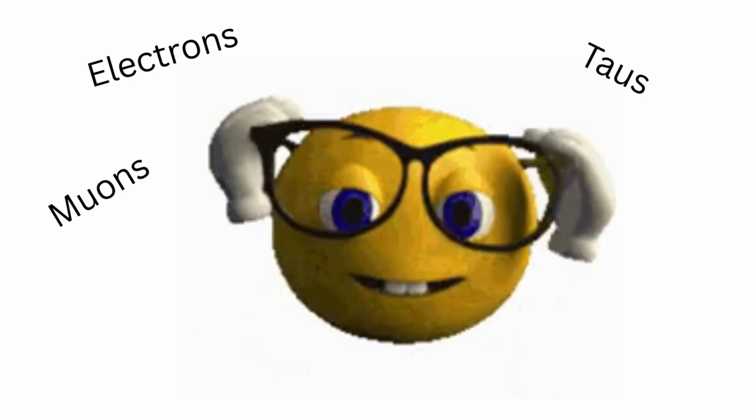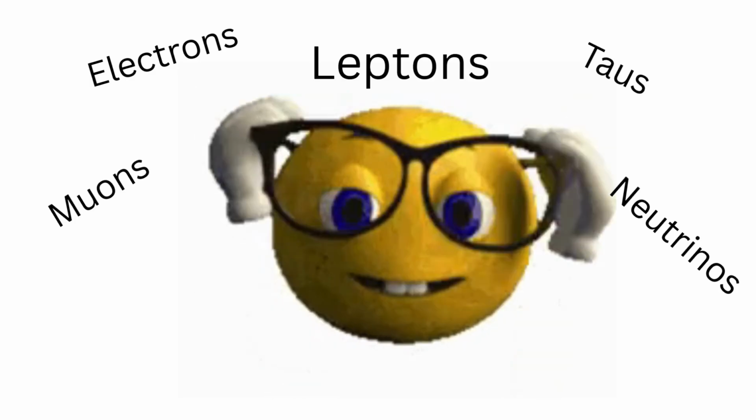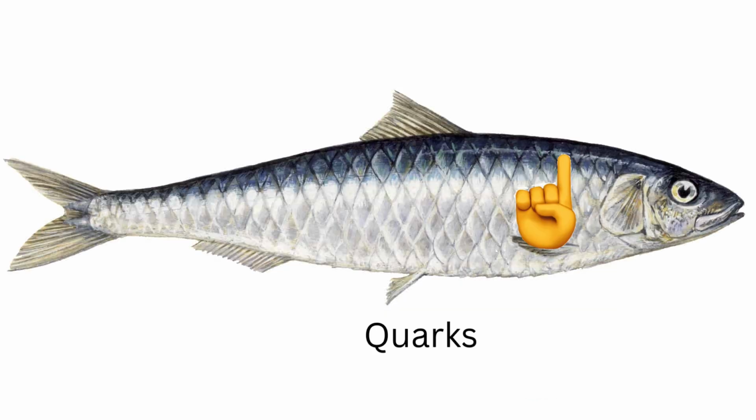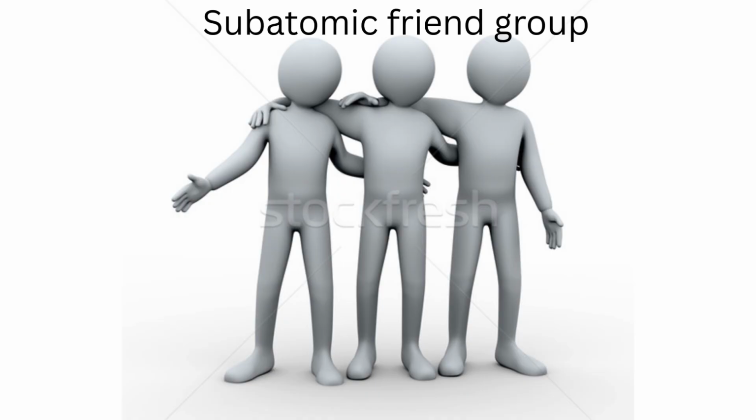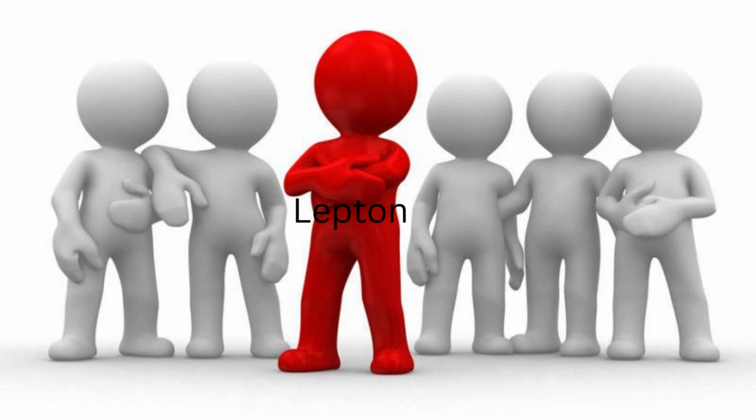Electrons, taus, muons, and neutrinos are all considered leptons, a subcategory of elementary particles. Quarks are also considered elementary particles. The main difference between leptons and quarks is that quarks always exist in a group, whereas leptons can exist individually.